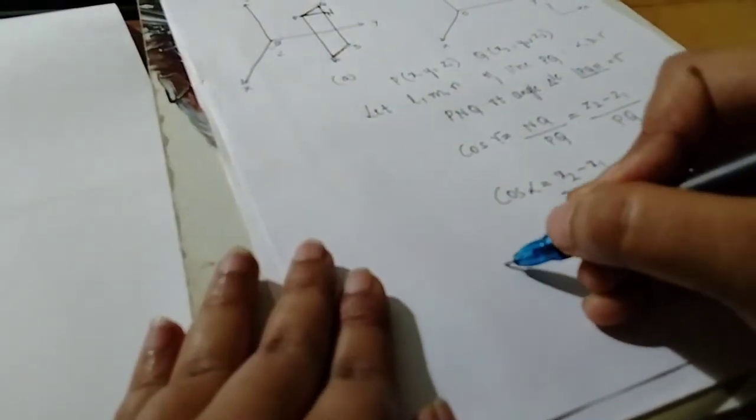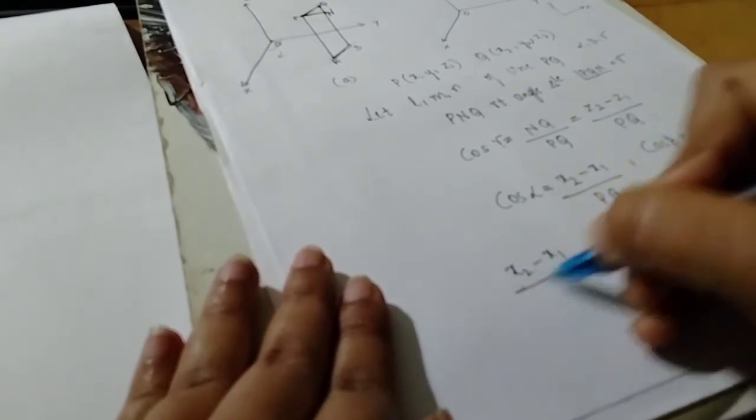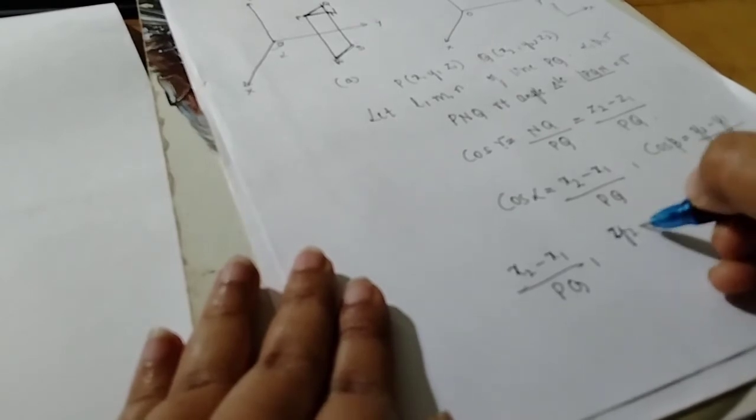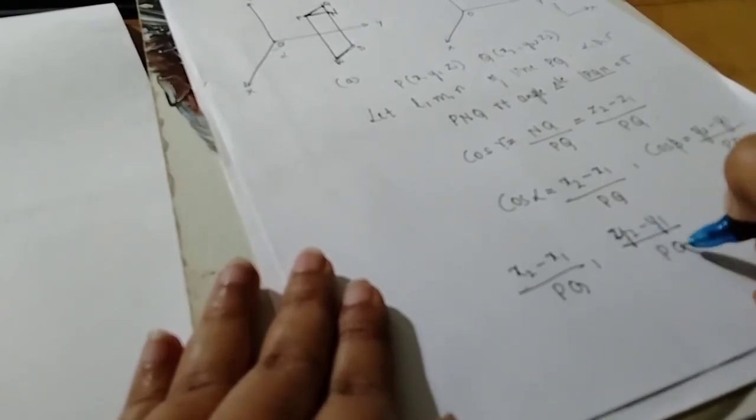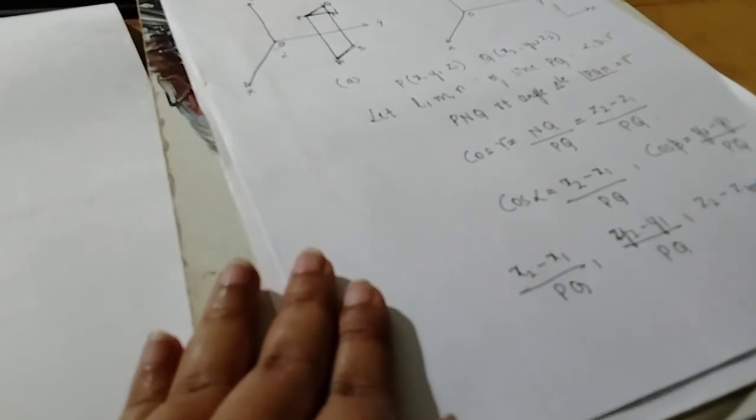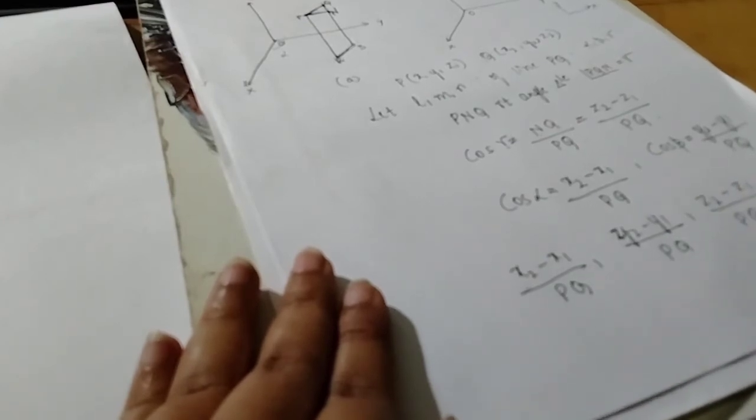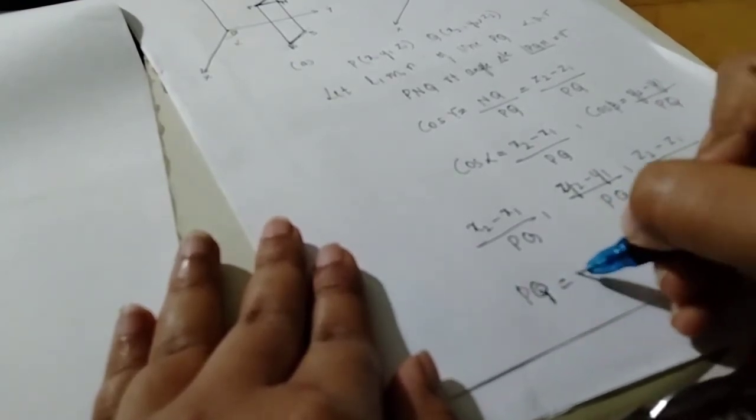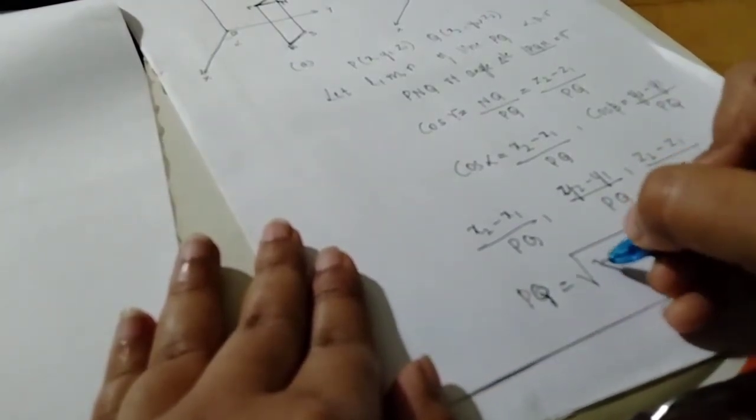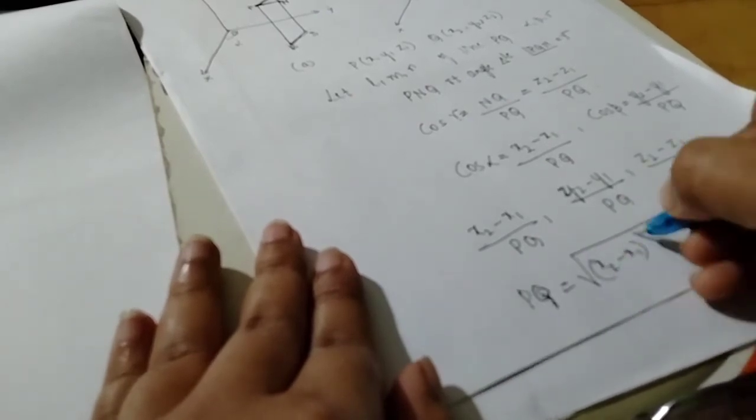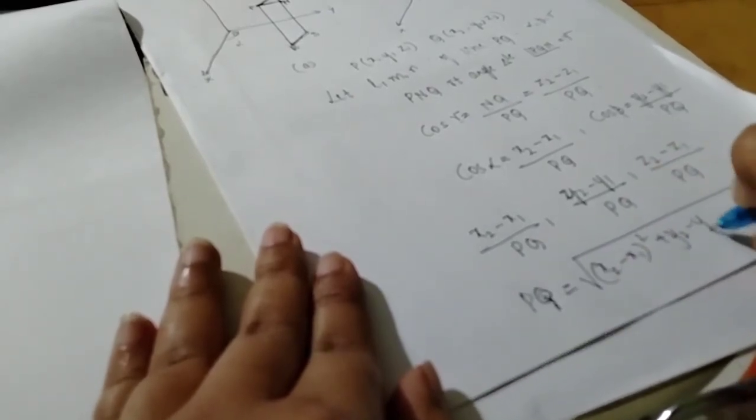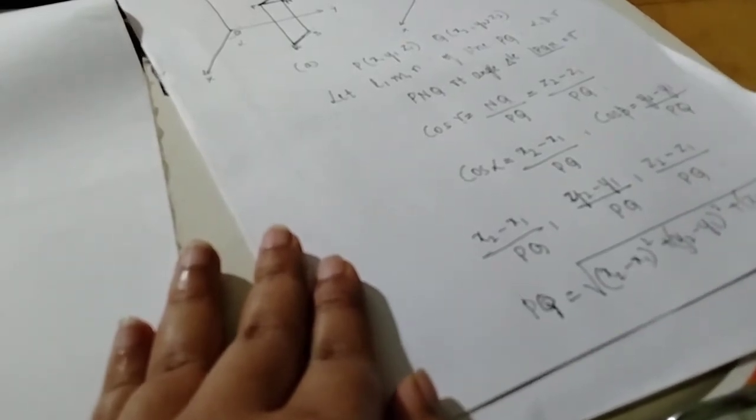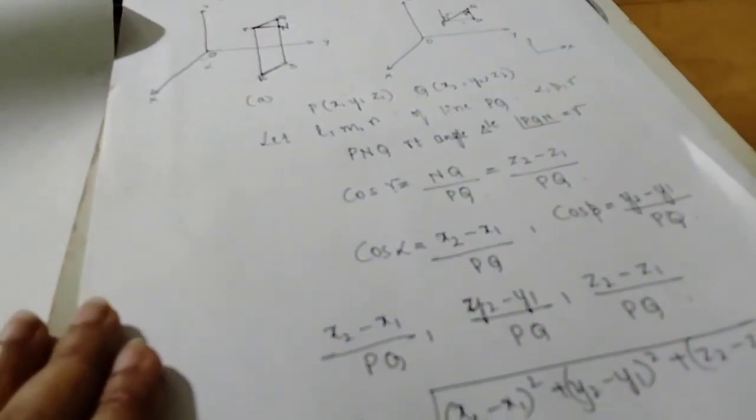So the values will be x2 minus x1 divided by PQ, then y2 minus y1 divided by PQ, and z2 minus z1 divided by PQ. What is PQ? You have to use the distance formula. PQ is equal to root of (x2 minus x1) whole square plus (y2 minus y1) whole square plus (z2 minus z1) whole square. I'll explain it once again.